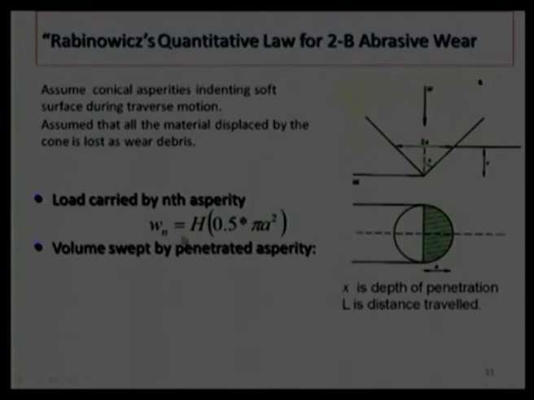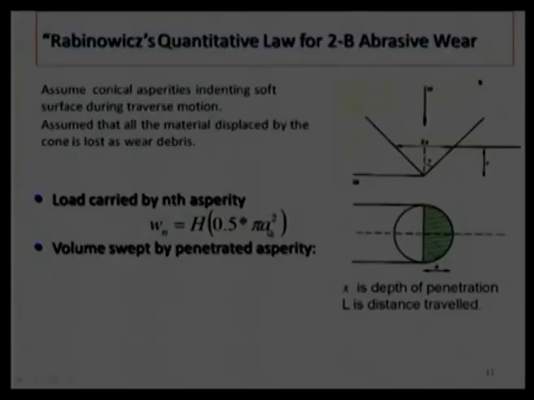So, when one harder asperity penetrates into the softer surface material, the contact radius at the surface will be a, and it will be a circular cross section. So, pi a square is the area, and the point which is touching is pointed, so the area there will be 0; the average area will turn out to be 50% of pi a square. We are multiplying with the hardness to find the load sustained by one asperity, and we need to find the volume, because we are discussing the wear rate.